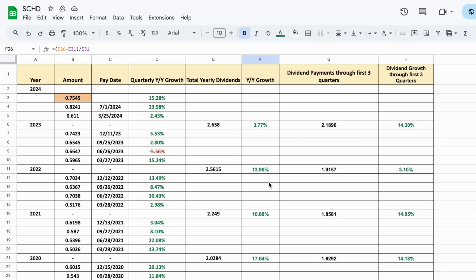So it's easy to see why this lower dividend growth was a little bit of a shock to a lot of people. And I think a lot were concerned, will this be the case moving forward? But look at this, the dividend growth through the first 3 quarters for SCHD so far in 2024. We're already at 14.3% dividend growth, and it's likely this will be slightly higher when they announce their Q4 dividend payment.